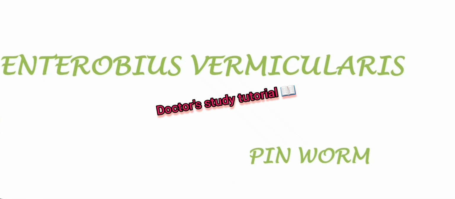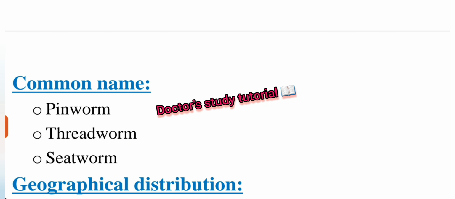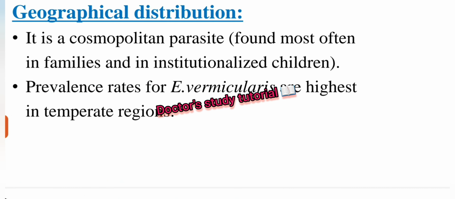Its another name is pinworm. So the common names of Enterobius vermicularis are pinworm, threadworm and seedworm. We have to memorize this because it will be asked in viva. Then the geographical distribution. It is a cosmopolitan parasite found most often in families and in institutionalized children. Prevalence rate for Enterobius vermicularis is highest in the temperate regions.